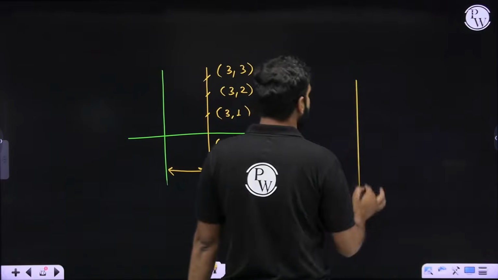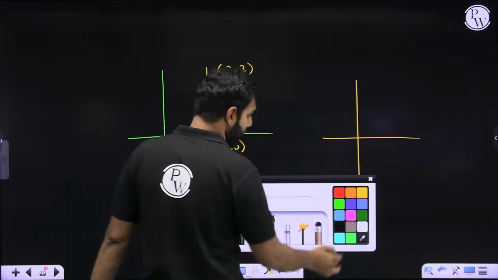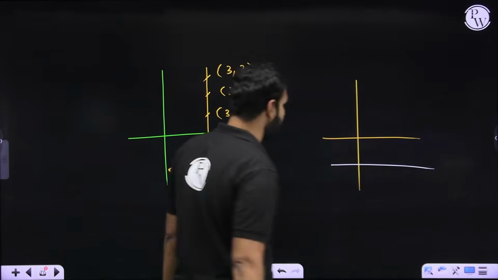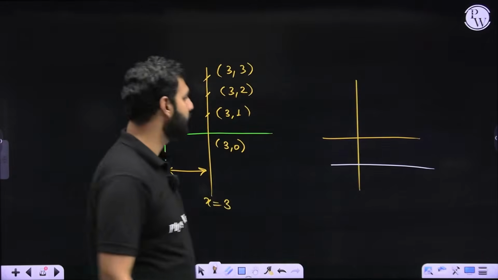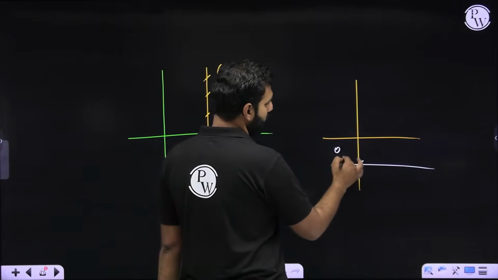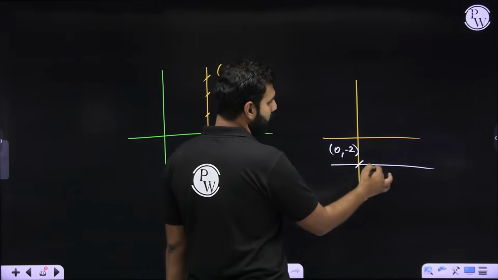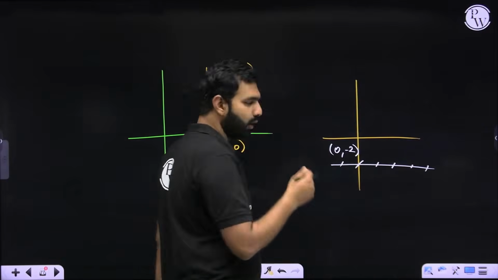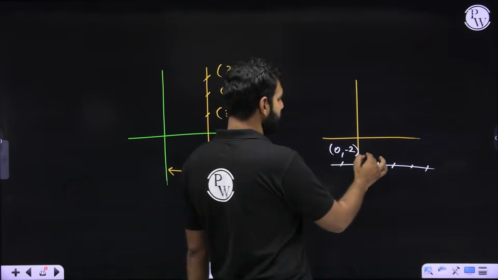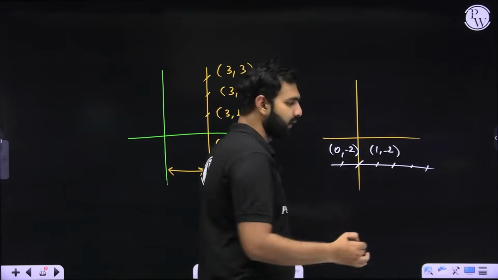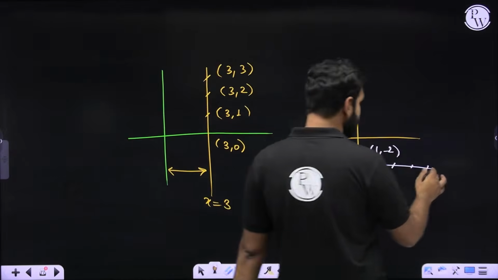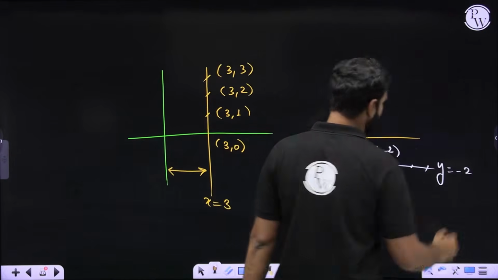For example, if there are x-axis and y-axis like this, and there is a line which is parallel to the x-axis. Now what will be here? Let's say this is a point which is (0, -2). So all the points on this line will have their y coordinate to be -2. I hope you're understanding why. This will be, let's say, (1, -2) and so on. So the equation of this line, which is parallel to the x-axis, is given by y equals -2.